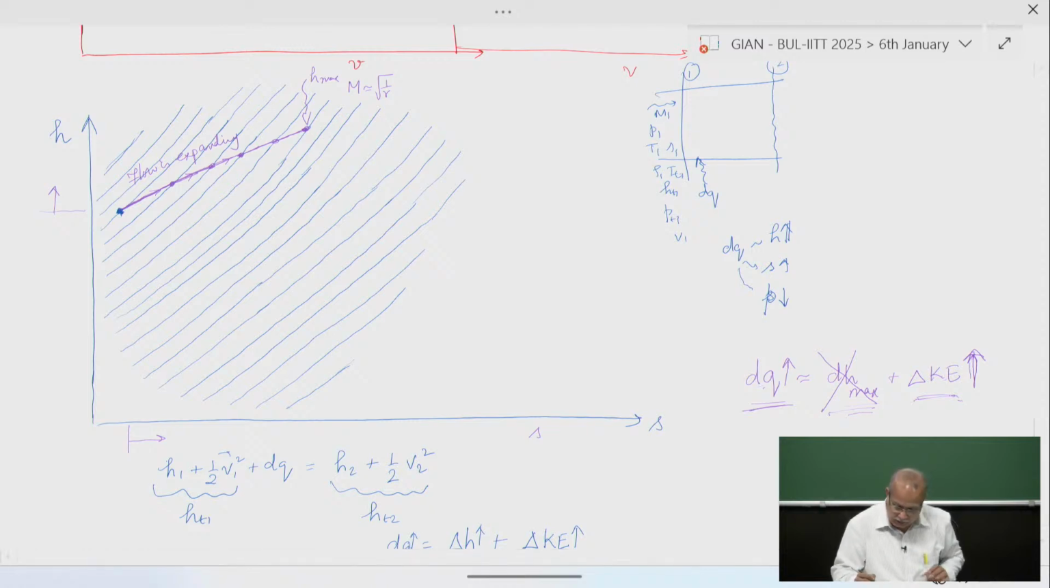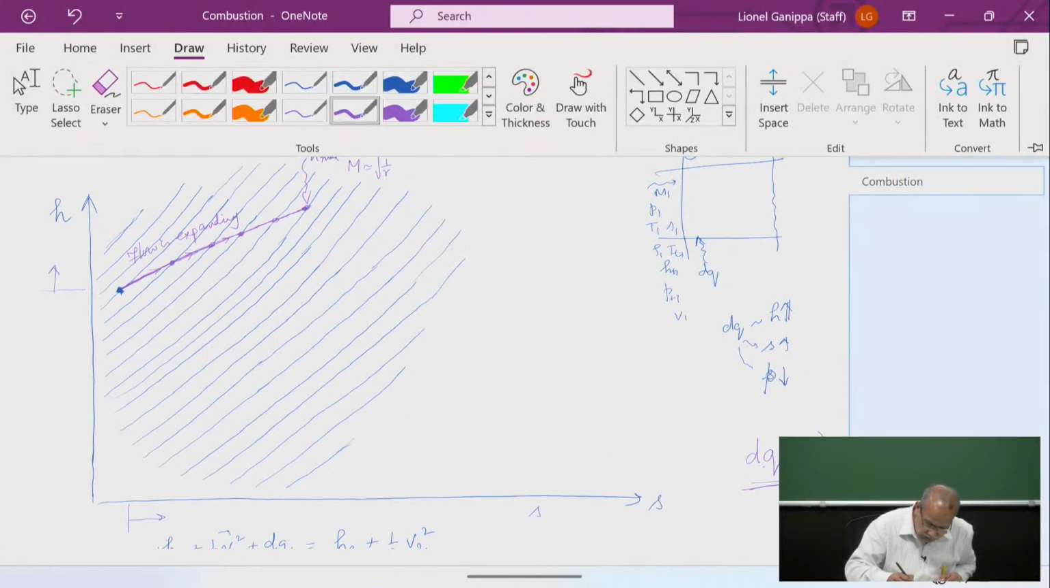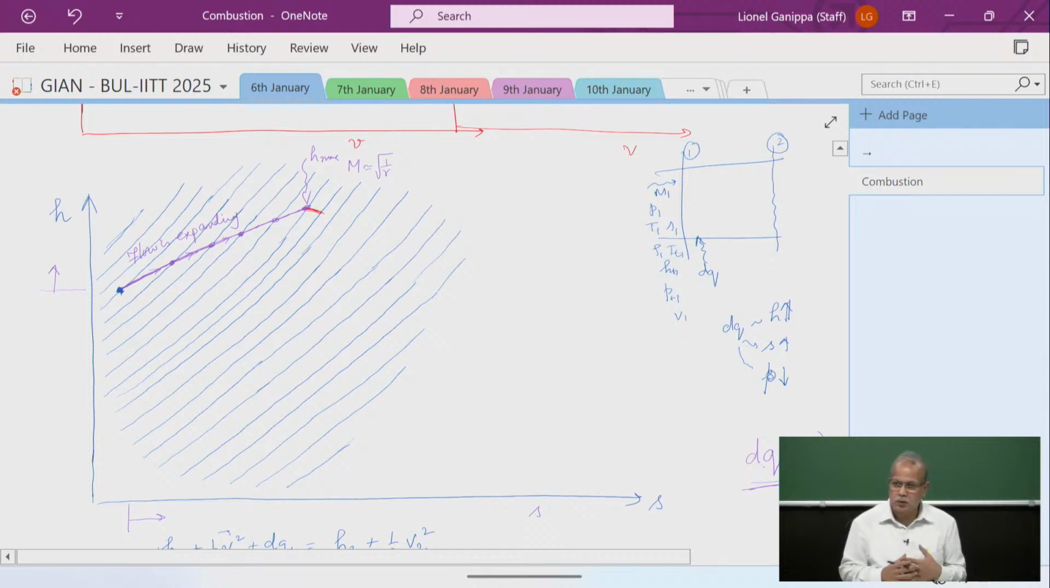Now, for example, if we want the flow to accelerate, delta KE to increase at a rate greater than the heat addition, then it needs some energy, because now it is perfectly balanced. If this has to go beyond, it needs some energy. So where does it get the energy? It gets the energy from the flow itself. So the flow gives off its energy.